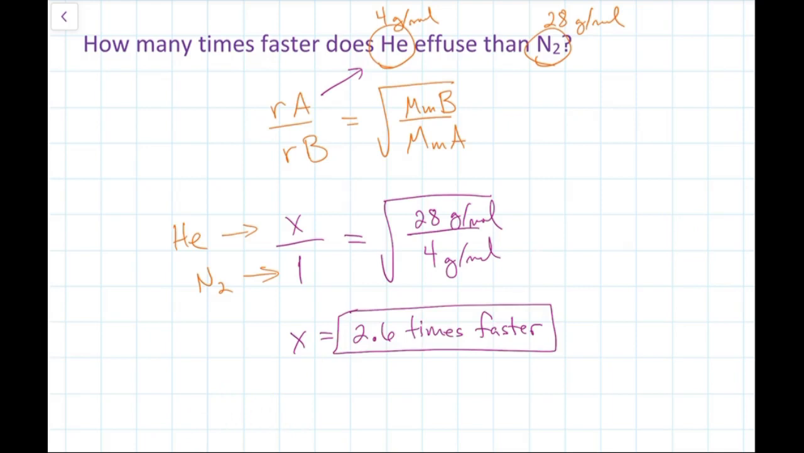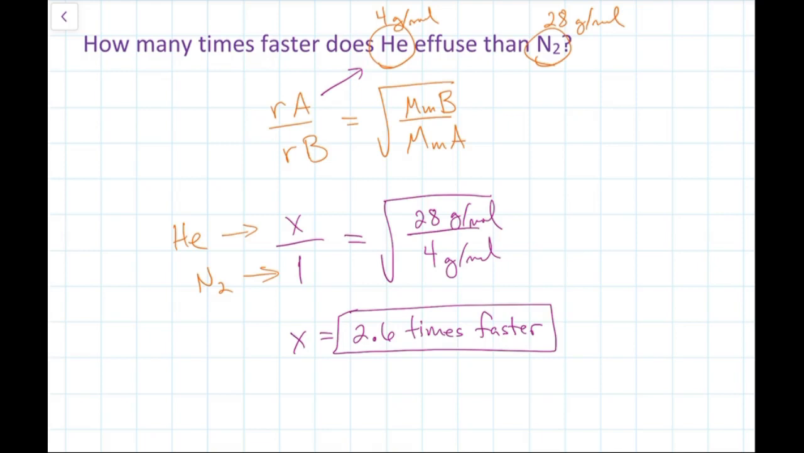Okay, and there you go. So you see that helium effuses 2.6 times faster because X turned out to be 2.6. So it escapes from a container, or even mixes with other gases in the room, if we were talking about diffusion. But in this case, we're talking about effusion. Either way, the number is 2.6 times faster.